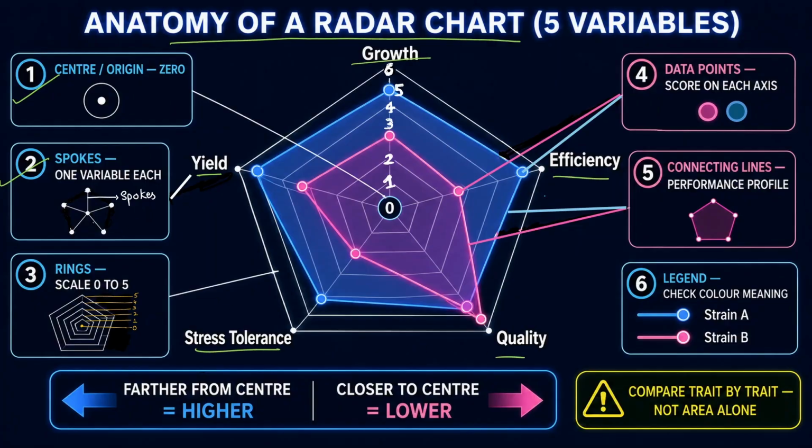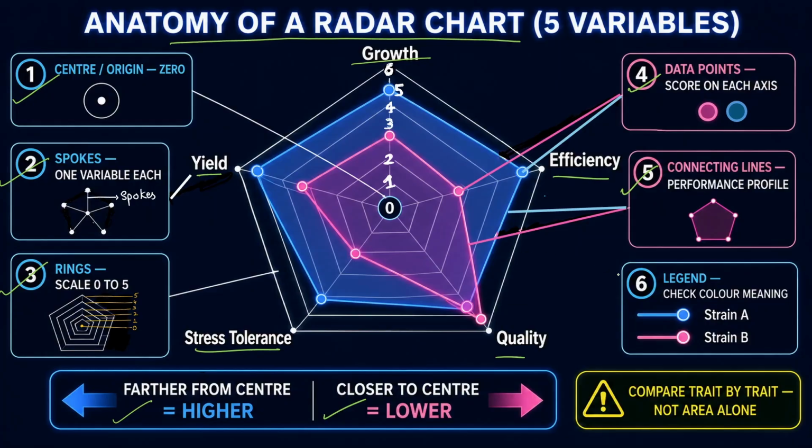Third, notice the rings around the center. These rings create a scale from 0 to 5. A point closer to the center shows a lower score, whereas a point farther from the center shows a high score. Fourth, the colored dots are called data points. Each dot marks the score of a strain on one particular axis. Therefore, each variable receives its own score. Fifth, these data points are joined using connecting lines. The shape created by this line shows the overall performance profile of each strain.